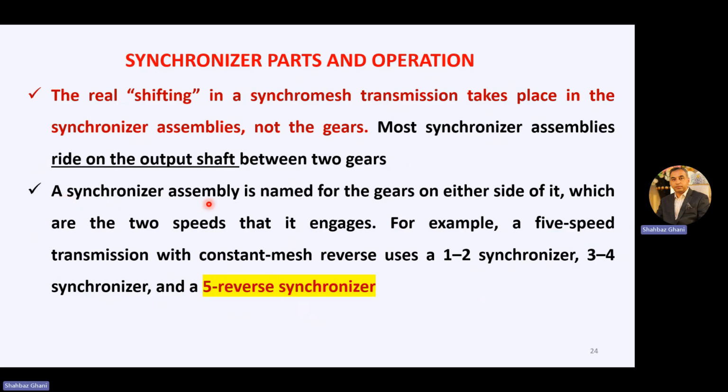A synchronizer assembly is named for the gears on either side of it, which are the two speeds that it engages. For example, a 5-speed transmission with a constant mesh reverse uses a 1-2 synchronizer, a 3-4 synchronizer, and a 5-reverse synchronizer.